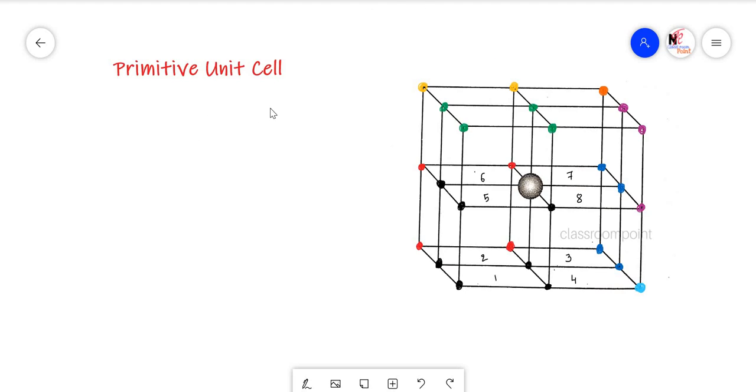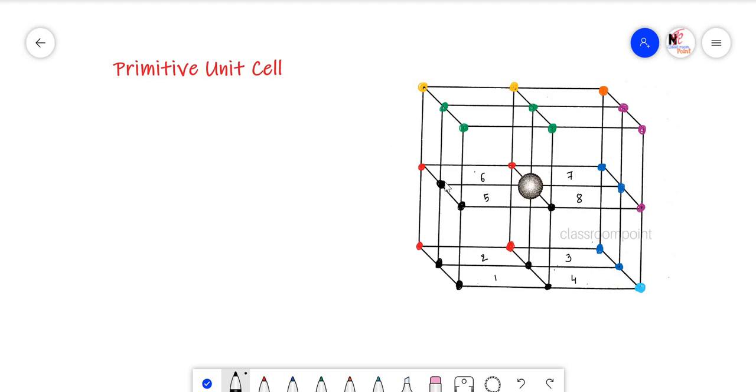The first one is the primitive unit cell, which is also called the cubic unit cell or simple cubic unit cell. In this primitive unit cell, the constituent particles occupy only the corner positions. You can see only the corner positions are occupied. Only to differentiate the front unit cell from the back and top unit cells, I have given different colors to the corner particles, but remember that all these are identical spheres.